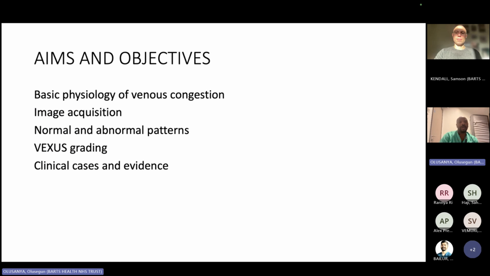So here's what we're going to talk about. I'm going to talk a little bit about the physiology and the idea behind it. We'll talk a little bit about the image acquisition. We'll talk about normal and abnormal patterns. We'll talk a little bit about VExUS grading, hopefully with an example. And then I'll go through some clinical cases and we'll talk through a little bit of the evidence. I hope that will be okay.